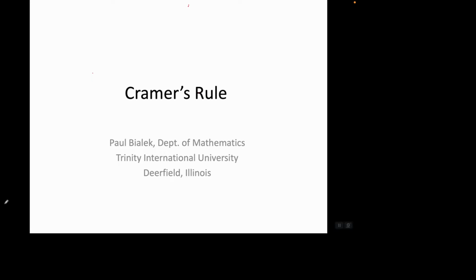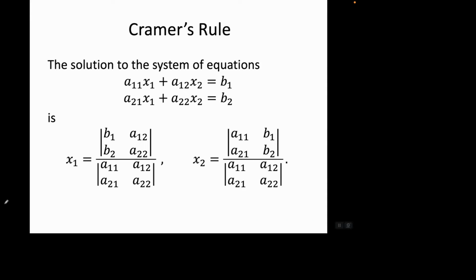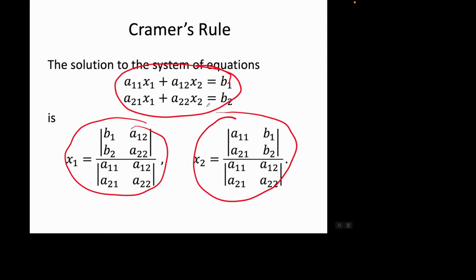Let's talk about Cramer's rule. Cramer's rule was developed by Gabriel Cramer as a way of solving systems of linear equations using determinants. There's a picture of him. The solution to the system of equations is this. Oh my goodness, that looks beastly, but it's actually not as bad as it looks.